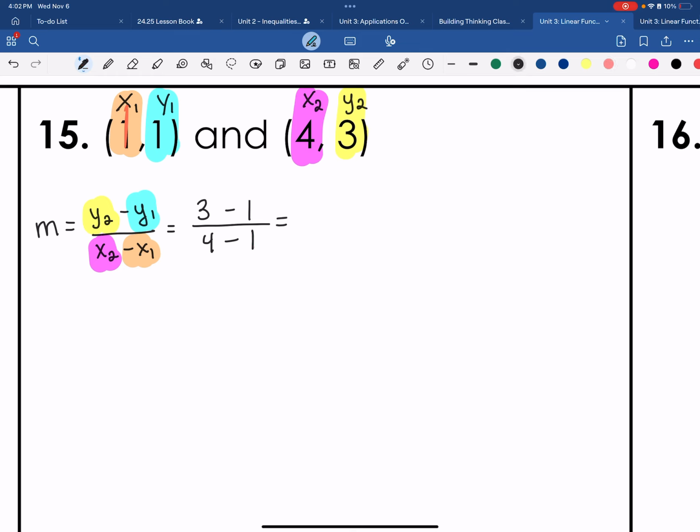And now I'm just subtracting. 3 subtract 1 is 2. 4 subtract 1 is 3. And I'm done.